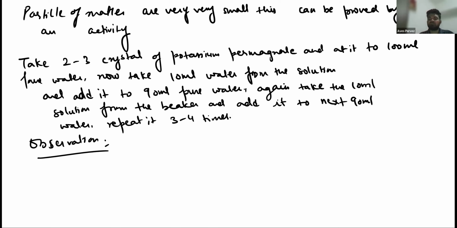So what will you observe? According to your observation, you will observe that the particles of matter are very, very small. As you keep on moving, the crystals are just dividing themselves. Okay? Got it? Yeah. So let you write it here. What are the observations? Wait a minute.